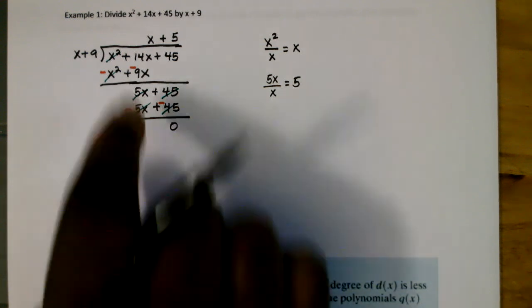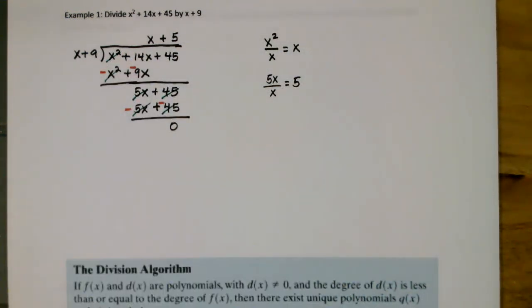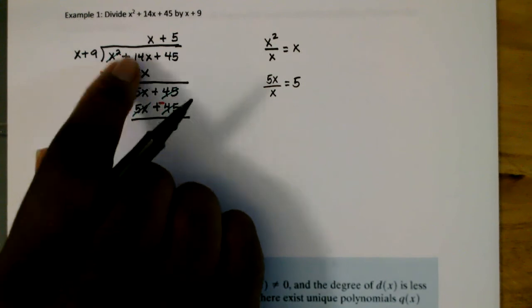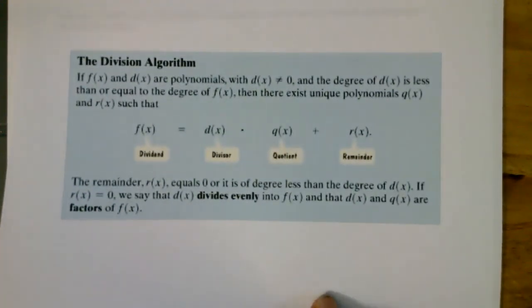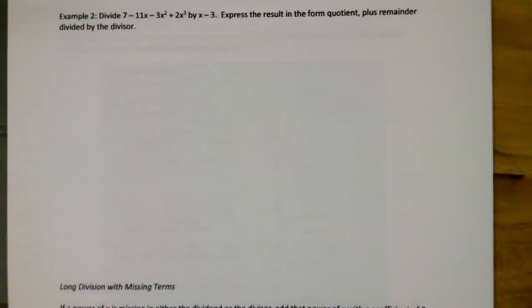Because this x plus 9 divides evenly into the x squared plus 14x plus 45. Okay, so that's what the division algorithm is. Okay, now let's look at some examples, like example 2.